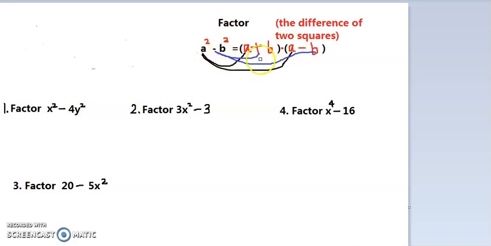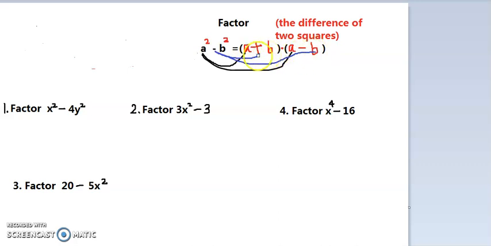Your answer of factoring should always be something times something. So that's the formula we need to memorize. Whenever we see a question that is a difference, a minus, of two squares type, we can always break it down or factor it as a plus b times a minus b.